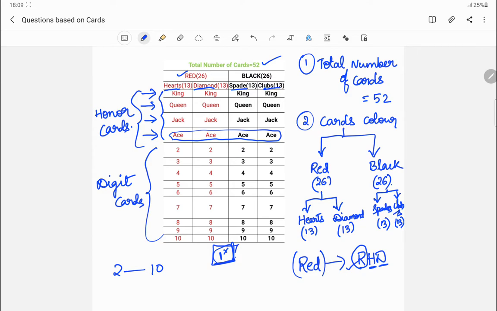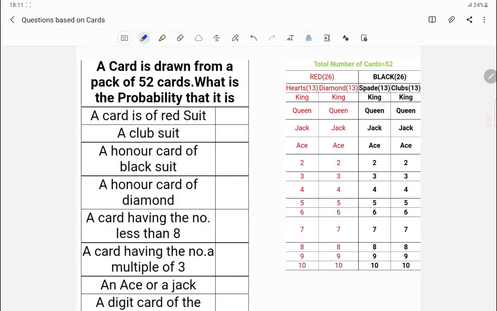Now let us look at this question. Let us solve these questions. The questions are on the left side of the screen. In this question, a card is drawn from a pack of 52 cards. What is the probability that it is a card of red suit?